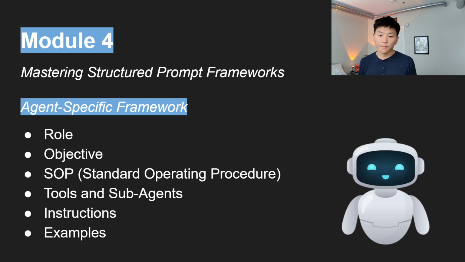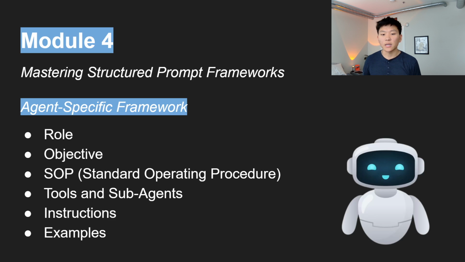So in this framework, we incorporate some extra components that help the agent understand its standard operating procedures and all the available tools. So we're telling it its role, objective, its SOP, tools, and sub-agents. So that's why this one's more specific for agents. And then obviously instructions with examples at the end.